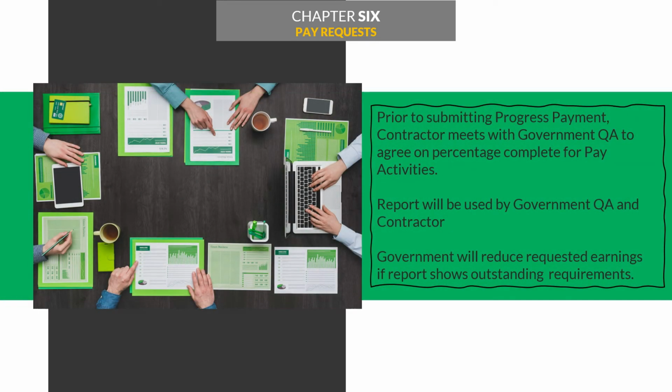Before you submit a progress payment, you'll want to meet with the QA and agree on a percentage complete for pay activities. These percentages will be entered into RMS shortly. Be careful, the government will reduce requested earnings if your report shows outstanding requirements.